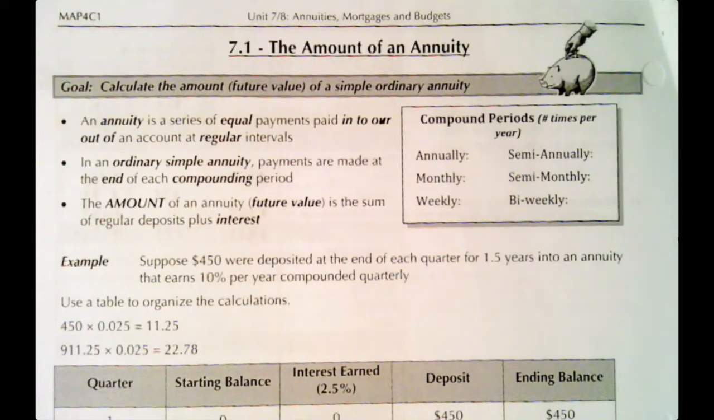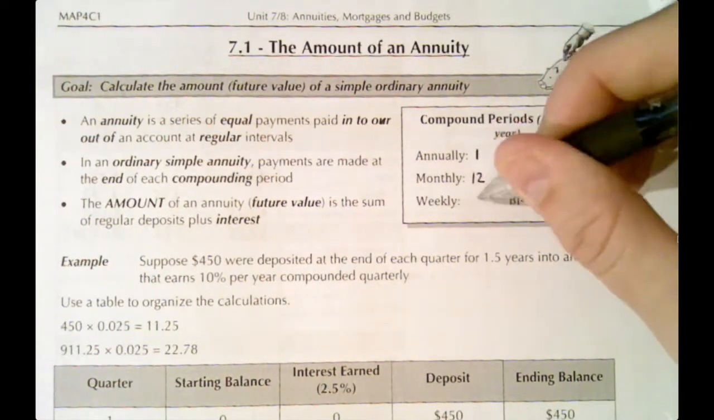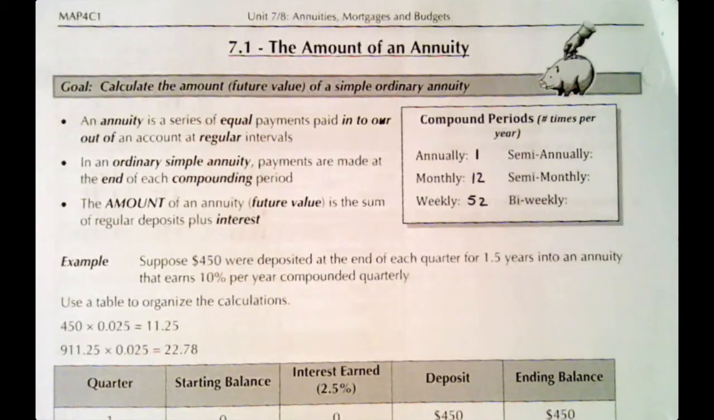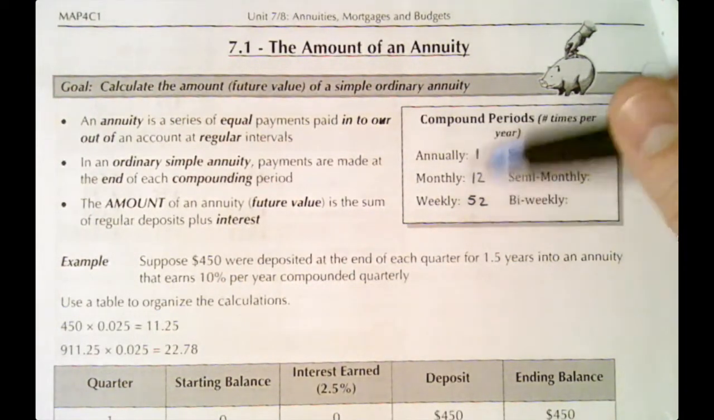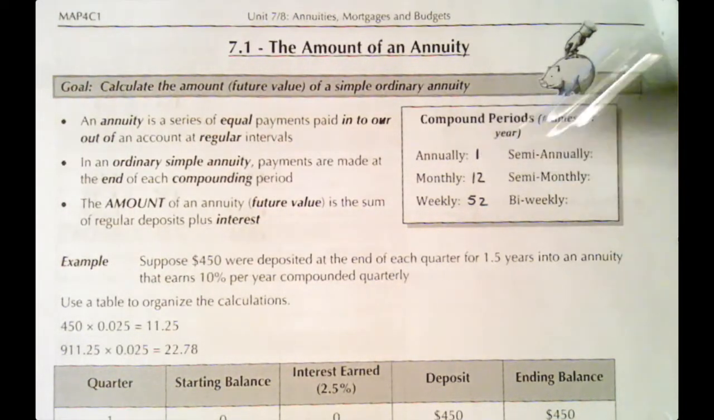Before we do that, I want to discuss a couple words. Compound period. That's how often we get our interest. Interest is the extra amount of money the bank gives you for storing money there, or it's the extra amount that you owe for borrowing money. If we're compounding annually, that means we're compounding one time per year. Monthly is 12 times per year, and weekly is 52. And now, if we use these three as our basis for figuring out these ones, it makes a little bit more sense. Annually is one time.